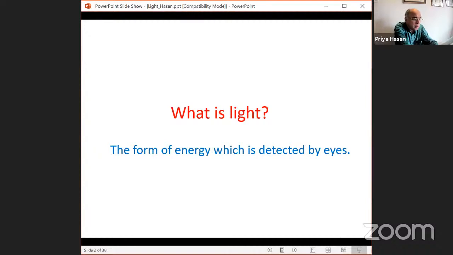But basically, what is light? Light is something which stimulates our eyes and we get to detect it by eyes. And that's what we call light. If our eyes don't detect it, then that form of energy is not taken as light.